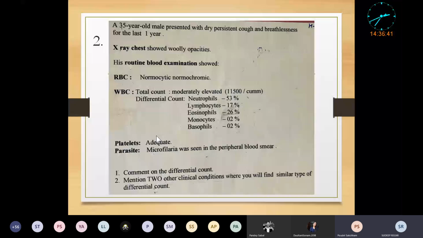Other two conditions? Allergic conditions. Very good. The rest one? Parasitic infections. Okay, that is microfilaria, which we have already discussed. Okay, then I will ask. Okay, thank you.